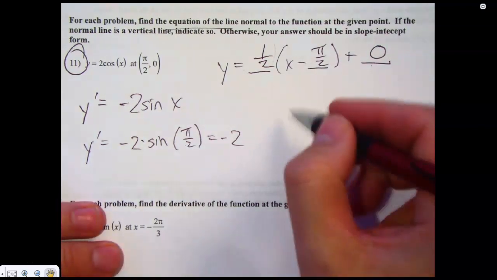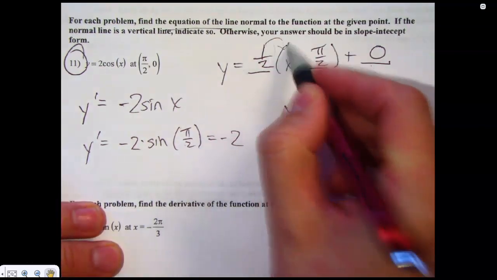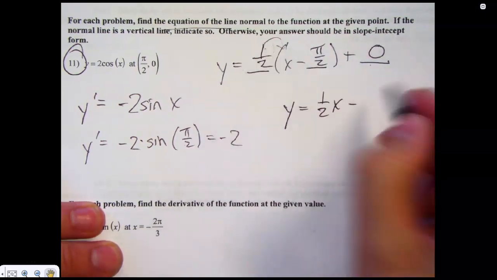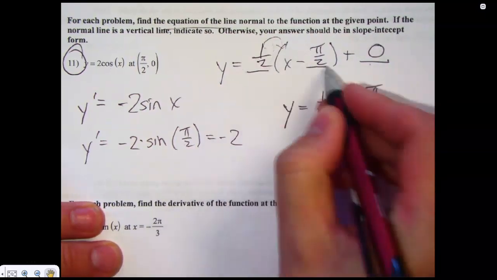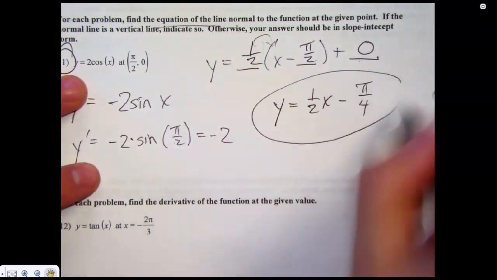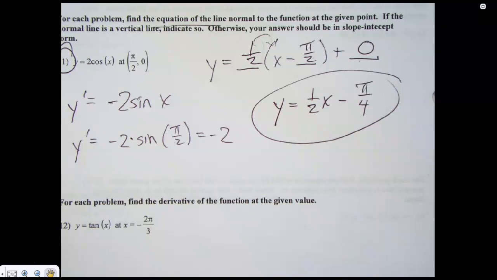So to put it in slope-intercept form, just distribute. 1/2 times x would be 1/2 x. And 1 times pi on top is pi, and 2 times 2 on the bottom is 4. And then plus 0 doesn't really move the needle. How many had that?